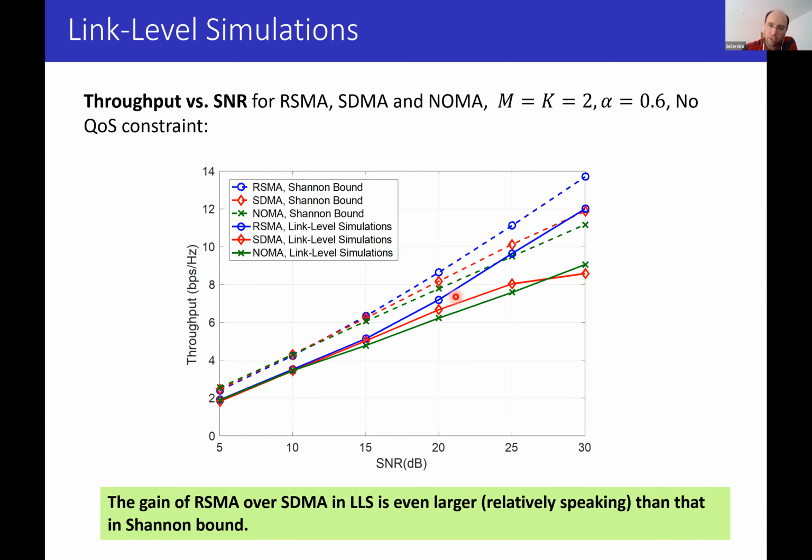The plain lines, the plain curves, are obtained where you have the actual link level simulation with finite block lengths based on polar codes and finite constellations. Throughput, so sum rate maximization, and you see here again that rate splitting outperforms significantly SDMA and NOMA, and even more when we have actual link level simulation and finite constellation.